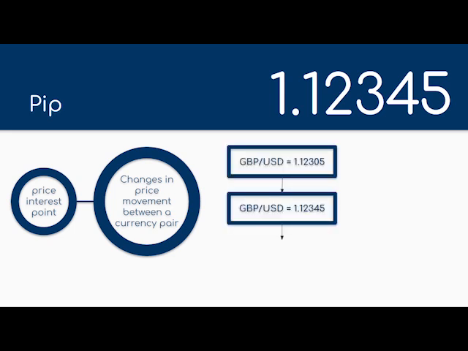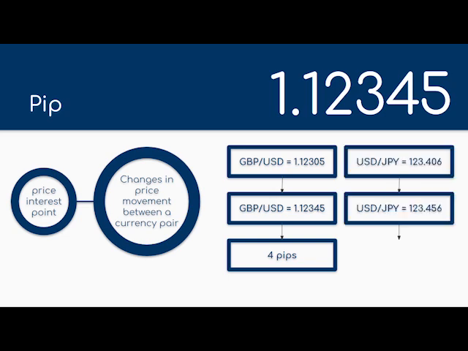An example here is GBP USD moving from 1.12305 to 1.12345. It has moved 4 pips and this is a buying scenario, so you want to buy, so the value of the pip is increasing. The opposite applies to a selling scenario.